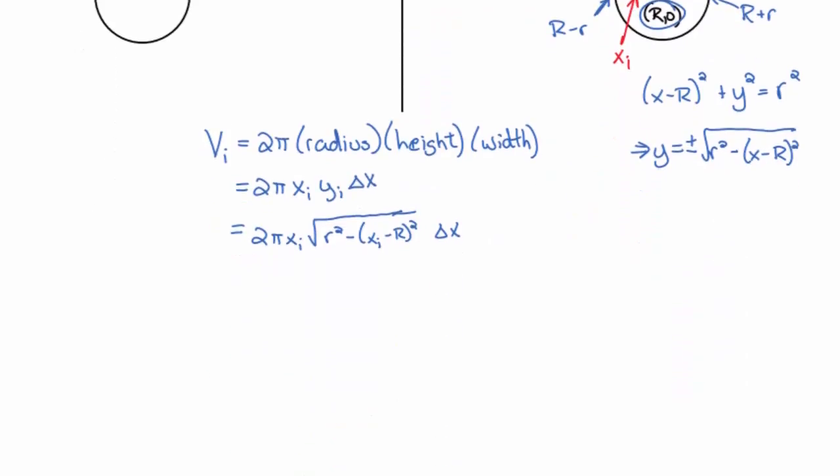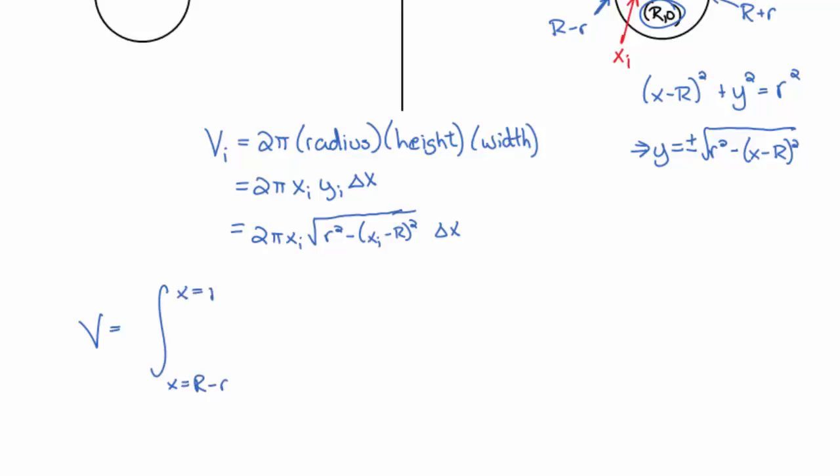That should make sense. So when we compute the true volume here, we're going to integrate from x equals capital R minus little r to x equals capital R plus little r, and then insert that 2 pi x root quantity little r squared minus x minus capital R quantity squared, and then dx. And now we have to figure out how to integrate this. This looks to be somewhat challenging to integrate. It actually will not be too terrible.